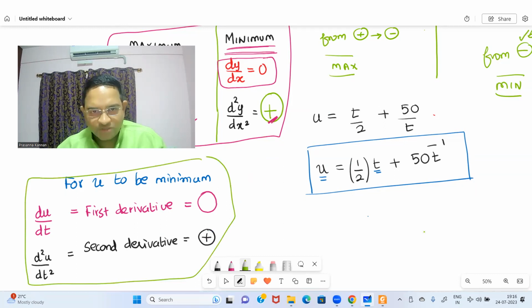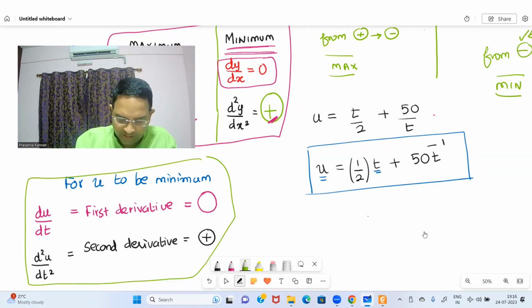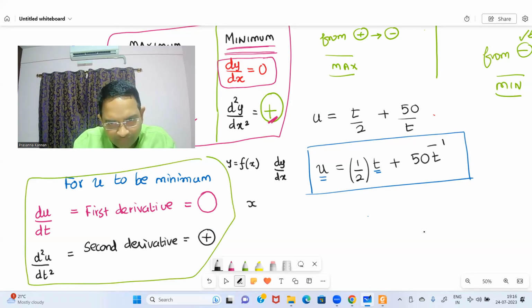Okay, fine. So are you clear, guys? Now for this, you need to remember your differentiation table. I told you. You have your f of x. Then you have your dy by dx, correct? So if I have x, what is the differentiation of x? Come on.